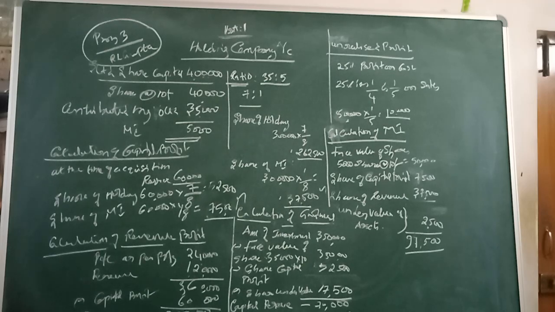So here 25 divided by 100 plus 25. If you simplify that 25%, that comes to 1/5. So 1/4 on cost is converted as 1/5 on sales. Same thing, 25 divided by 100 plus 25, 25 by 125 is nothing but 1/5 on sales. That we have to take.